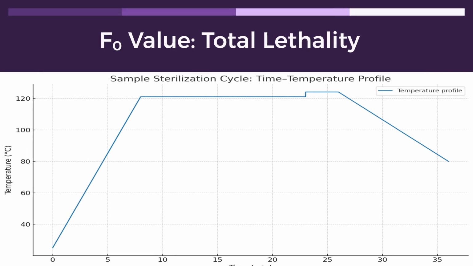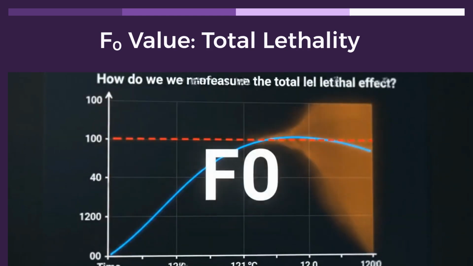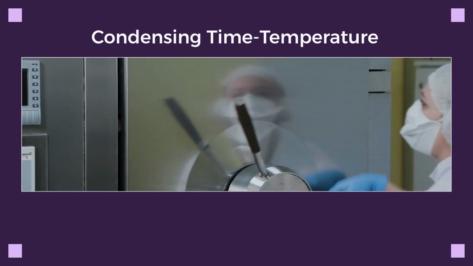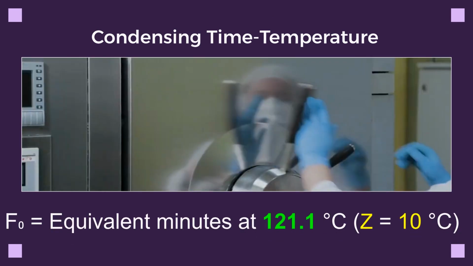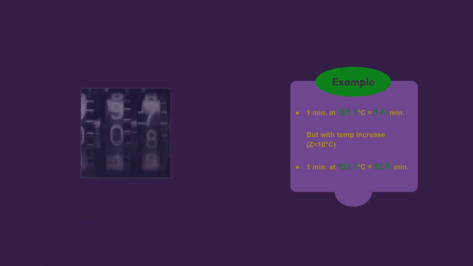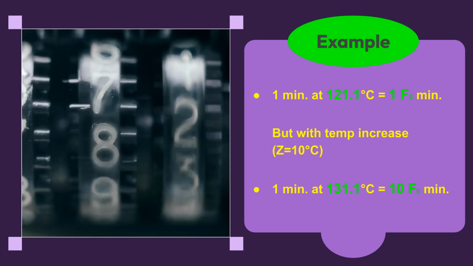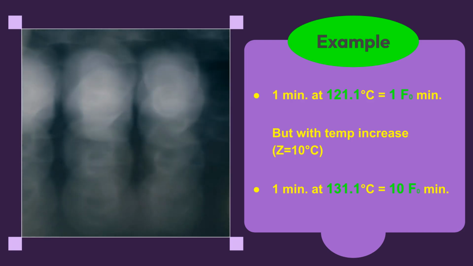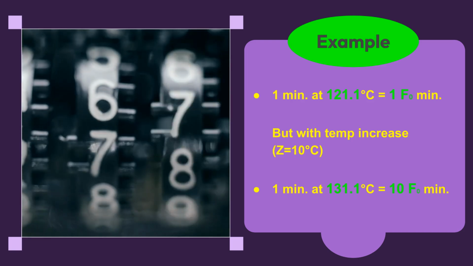But sterilization cycles aren't steady. They heat up, plateau, and cool down. How do we measure the total lethal effect across that entire curve? That's the F0 value. F0 condenses the whole time-temperature profile into a single number, the equivalent minutes at 121.1 degrees Celsius, with a Z value of 10 degrees Celsius. For example, 1 minute at 121.1 degrees Celsius equals 1 F0 minute. But 1 minute at 131.1 degrees Celsius? That equals 10 F0 minutes, 10 times more lethal.